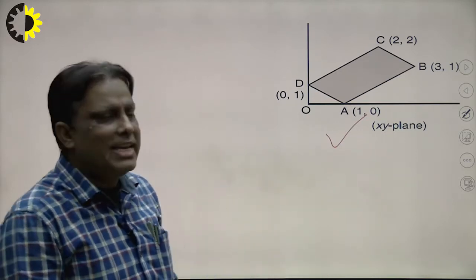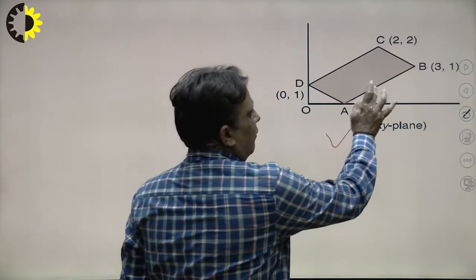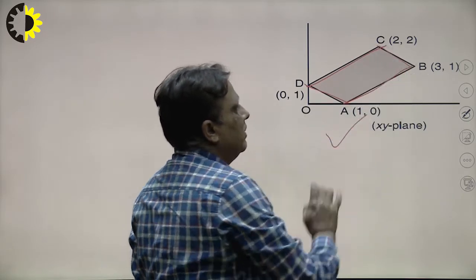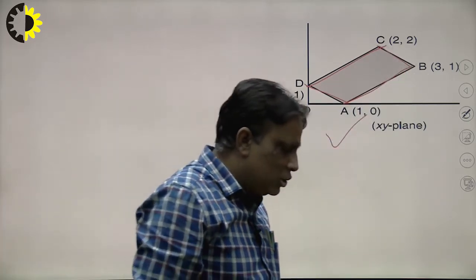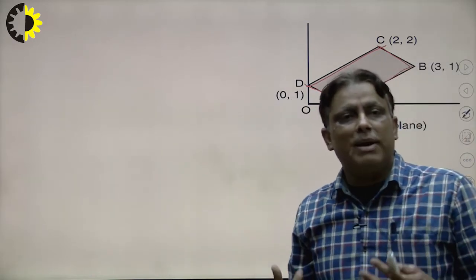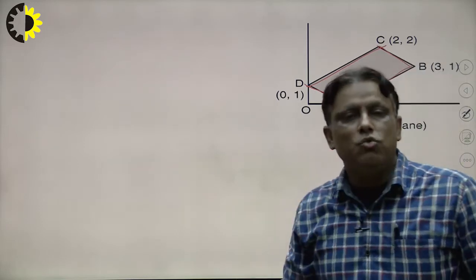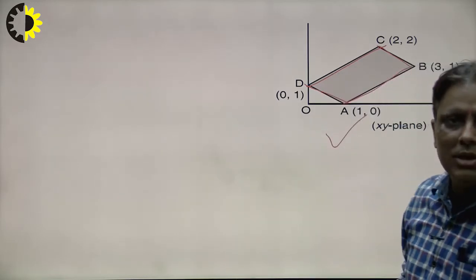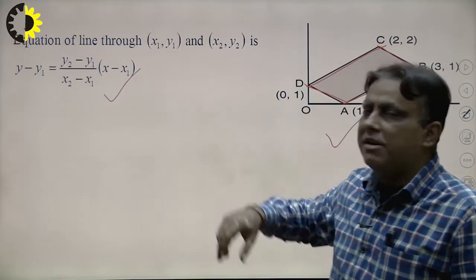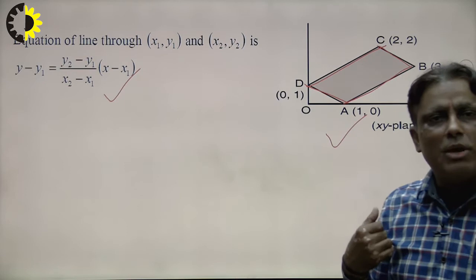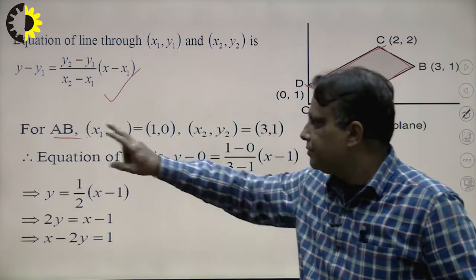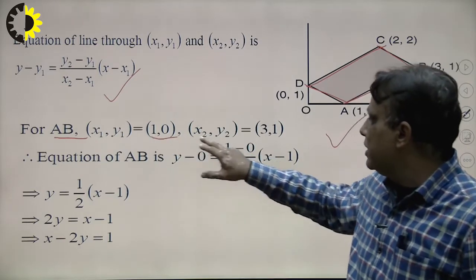So first of all I calculate the equation of AB, the equation of DC, the equation of AD and the equation of BC. By using the formula students studied in the 10th class, for a straight line passing through two points: y minus y1 is equal to (y2 minus y1) upon (x2 minus x1) into (x minus x1). This is the formula to calculate the equation of a straight line. Suppose I want to calculate first the equation of AB. How to calculate the equation of AB? This is through the points 1, 0 and 3, 1.